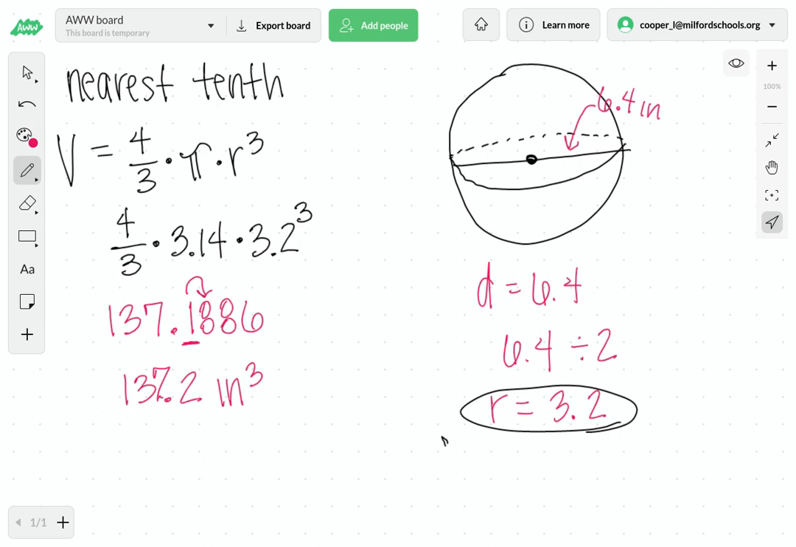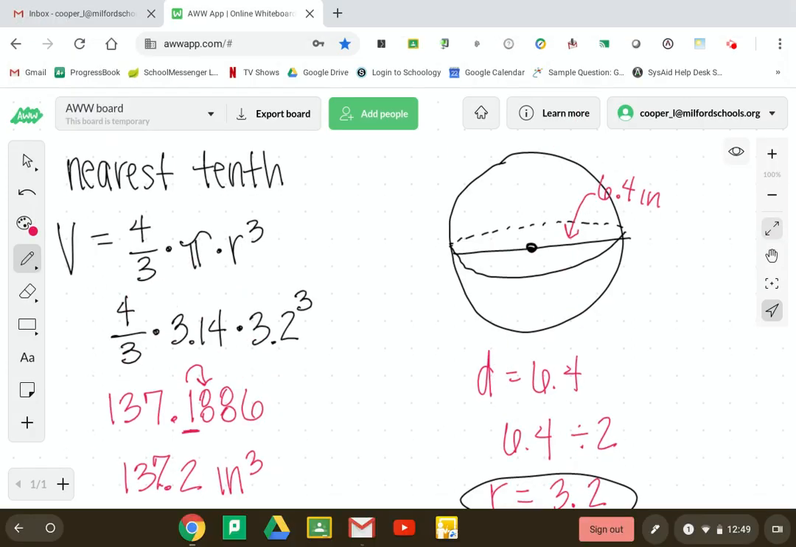So that's all for this video. Again, tomorrow I'm going to make it a little bit harder where I'm going to give you the volume and we have to find the radius. But that is all for today.